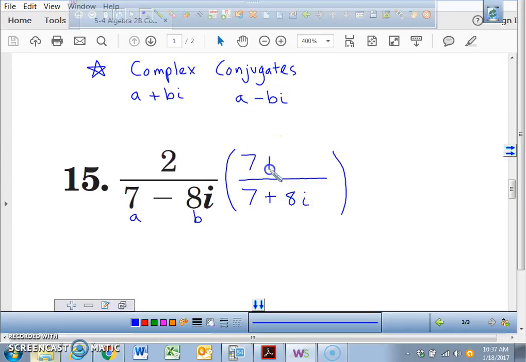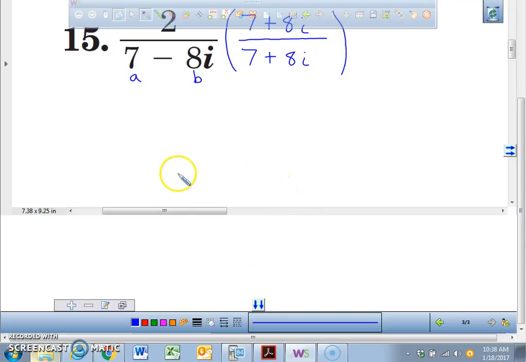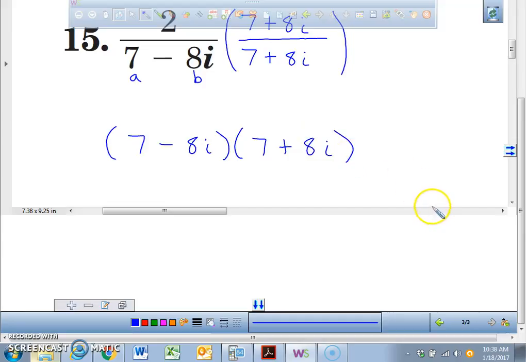7 plus 8i divided by 7 plus 8i is just equal to 1. So I'm not changing the value of the number, I'm just changing the way it looks. Let's focus in the denominator. I'm going to show you the long method, then a shortcut. Here we go: 7 minus 8i times 7 plus 8i. We're working just in the denominator.